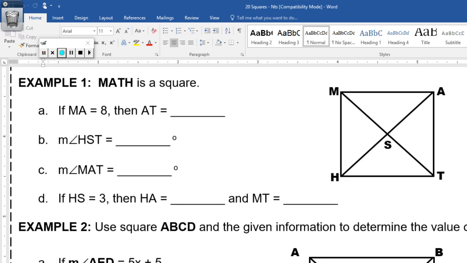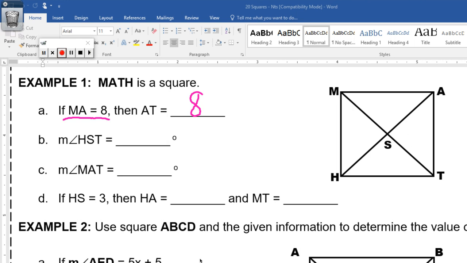And we have example number 1. Example number 1 says MATH is a square. If MA, so we're going to mark what we have, if MA is 8, then what is AT? Well, we know that every single side is the same. So if MA is 8, that means that AT has to be 8. Okay. Now let's clear that and move to the next example.